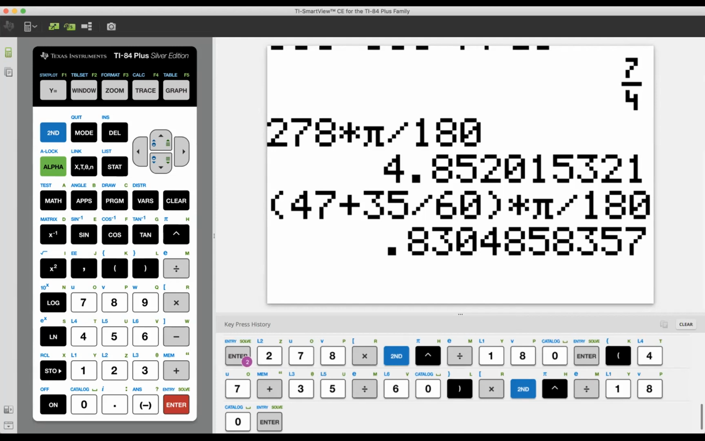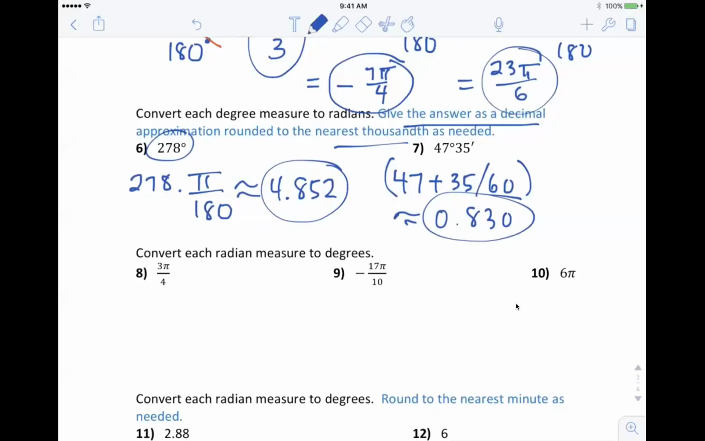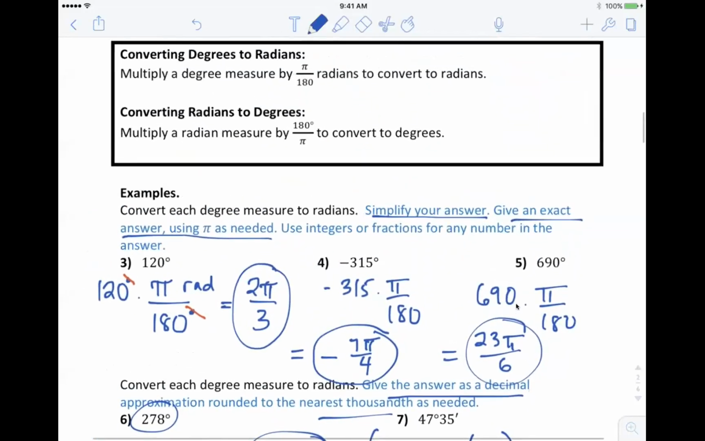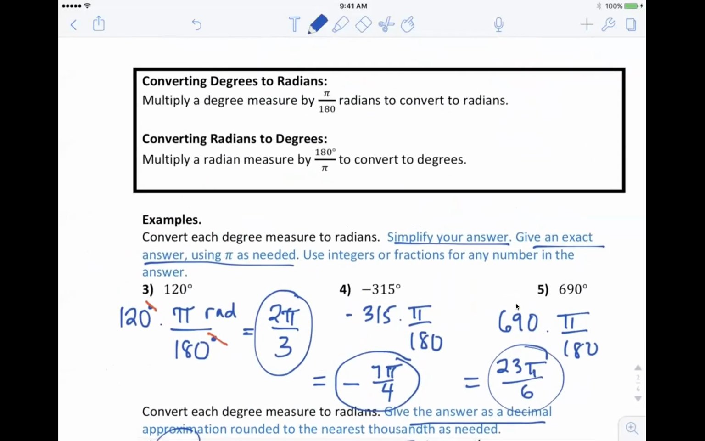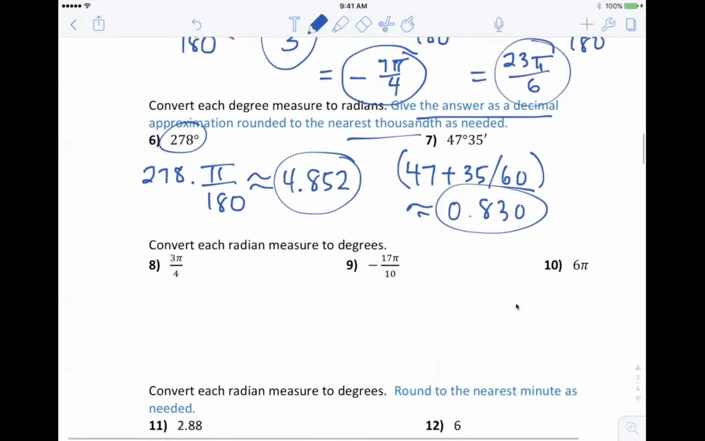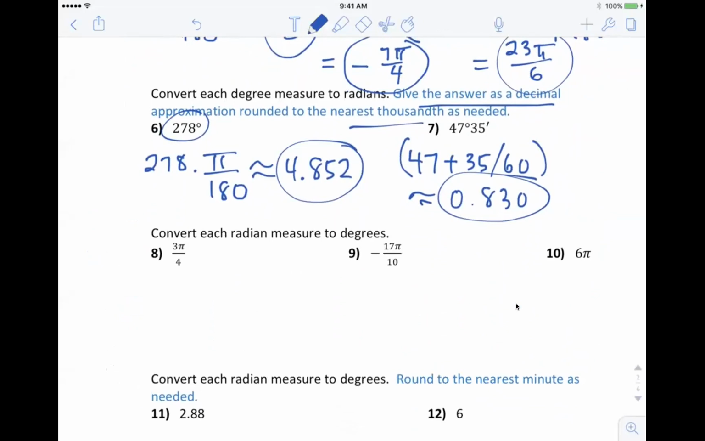What about the other way? So we're going to convert now from radians to degrees. That's also in that box above, right? Convert by multiplying by 180 over pi. Okay, makes sense because we just want the radians to cancel. Each of these are in radians, and we're going to convert to degrees. So I'm going to take 3 pi over 4 and multiply by 180 over pi.